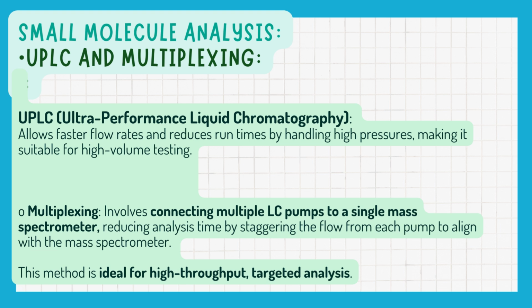You also have multiplexing. Multiplexing is when we connect multiple LC pumps to a single mass spectrometer. It reduces analysis time by staggering the flow from each pump to align with the mass spectrometer. This method is for high throughput targeted analysis. So high volume testing, high throughput, think of UPLC and multiplexing.